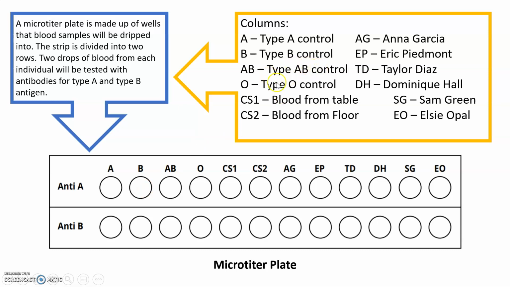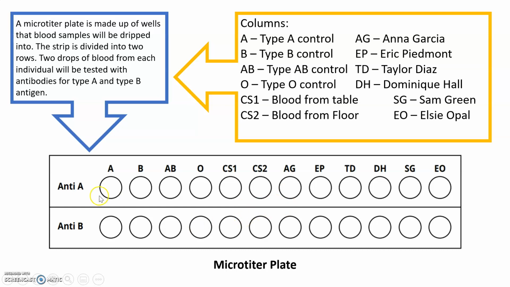AB is AB control. O is the O control. AG is Anna Garcia, so that stands for that. CS1 is crime scene 1, blood from the table. CS2 is crime scene 2, blood from the floor. EO is Elsie Opal. SG is Sam Green, Dominique Hall, Taylor Diaz, and Eric Piedmont.